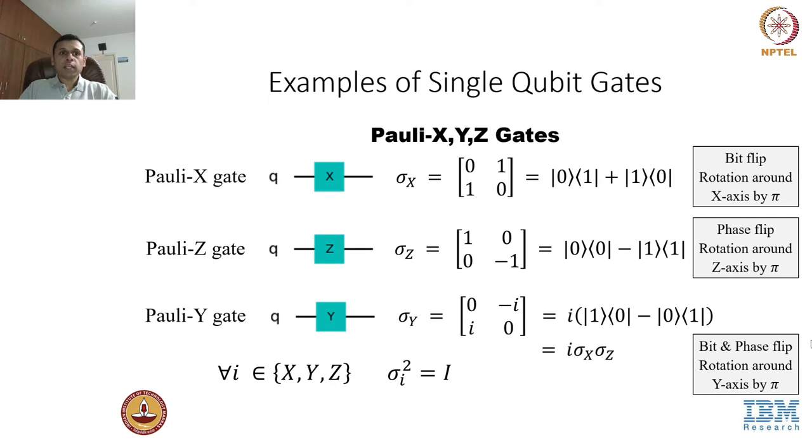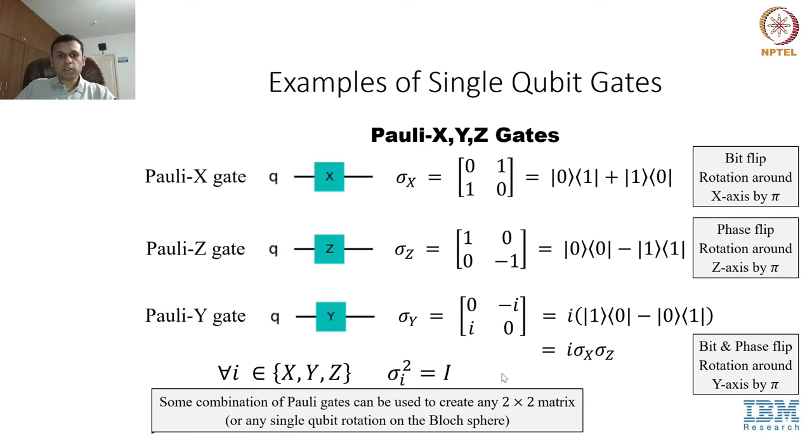Finally, our Pauli X, Y, and Z gates are some of the most basic gates, and collectively they are also quite powerful. For each of these, if you do the matrix multiplication, you'll find that if you square each of them, that is sigma X squared, you get the 2x2 identity matrix. Similarly, if you multiply sigma Z by sigma Z, you get the identity matrix, and so on.